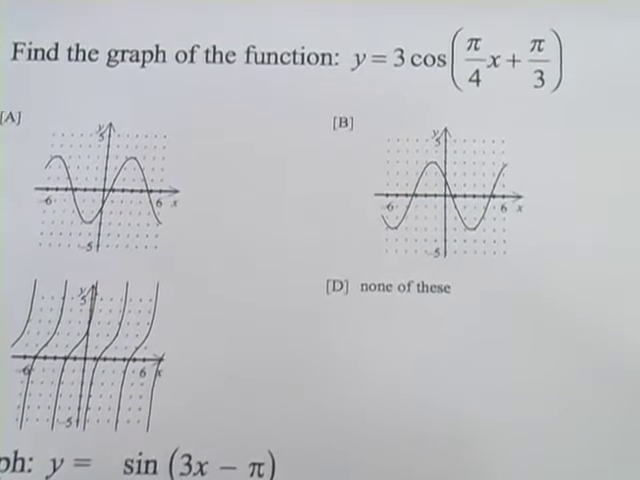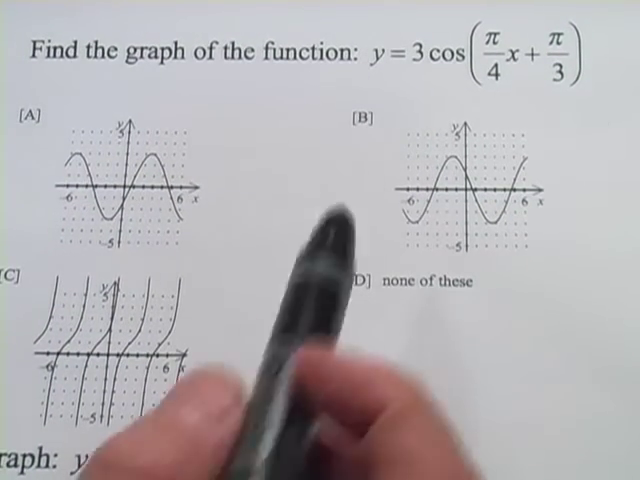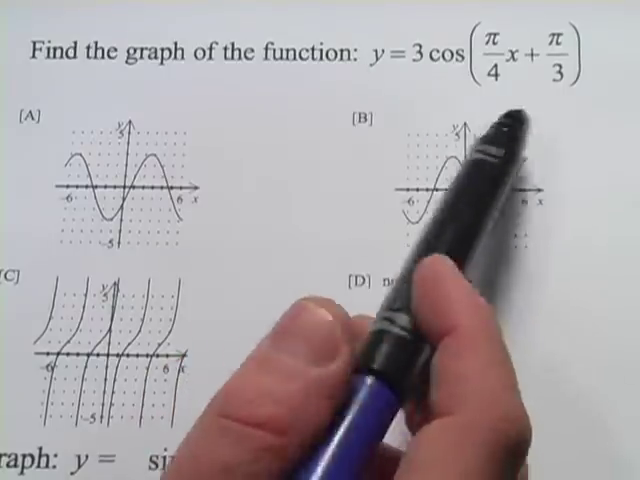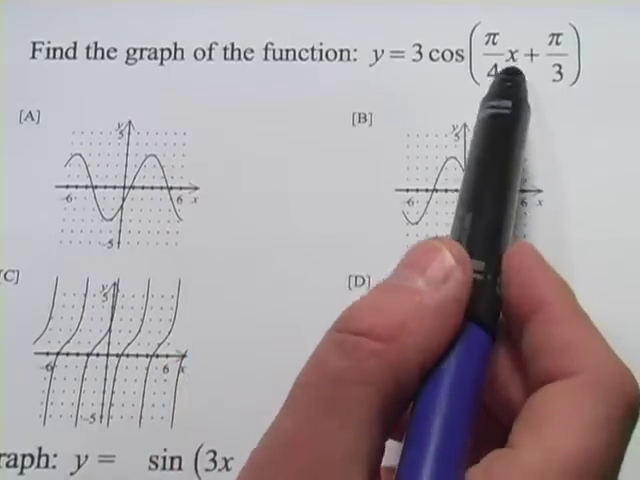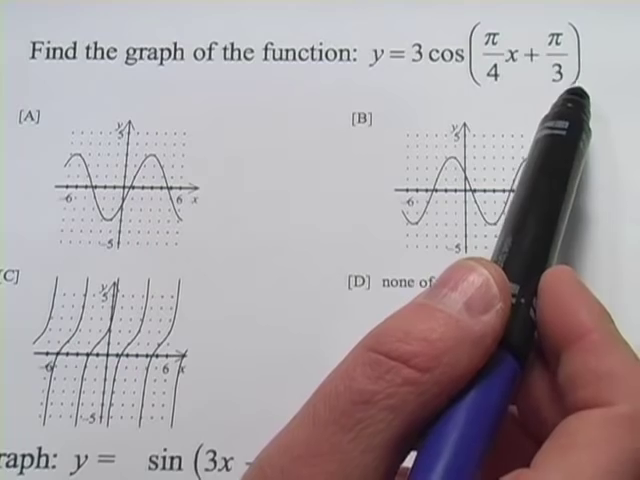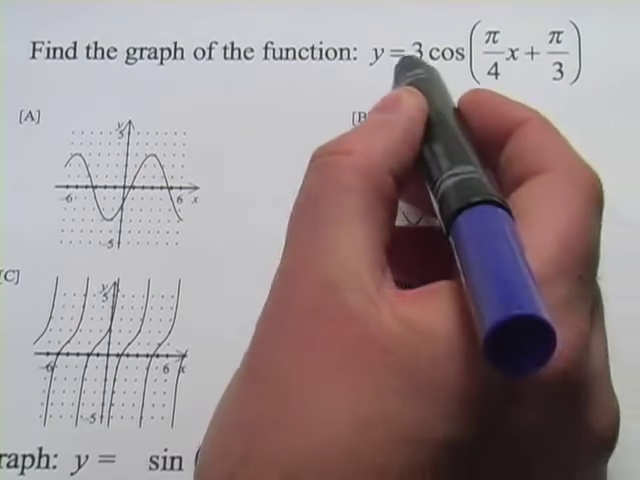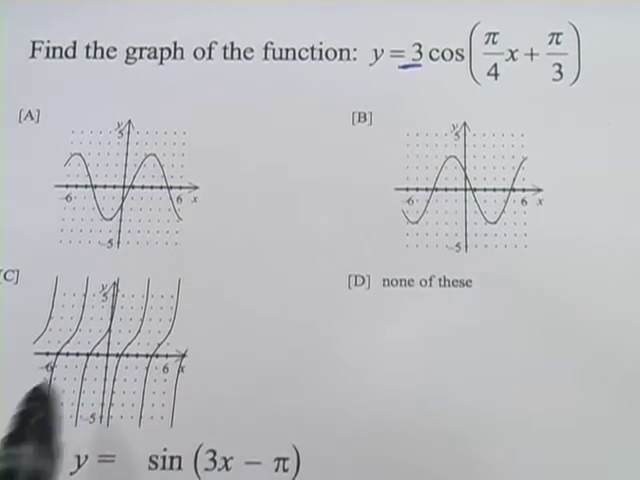All right, so let's look at a couple of problems. Here we're being asked to find 3 times the cosine of pi over 4 times x plus pi over 3. So we've got a couple of things going on. The amplitude has been changed. So let's look at our graphs here.